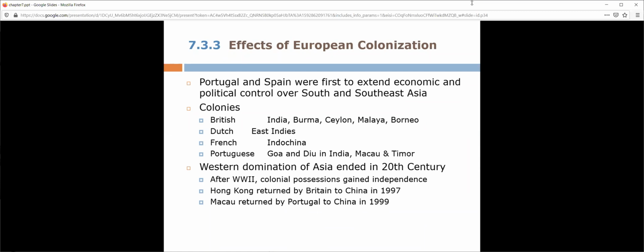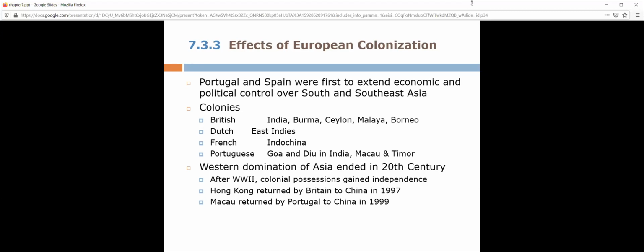Moving on, we could talk about the colonization, because as with basically every region we talk about, except for Europe itself, Europe controlled it at one point. Portugal and Spain were the first to come into this part of the world, establish colonies, gather resources, etc. But the British, Dutch, French, and Portuguese also came in and claimed, chopped up this part of the world. As I said before, even the United States had a colony in the Philippines for a while. That's still an ongoing conversation.